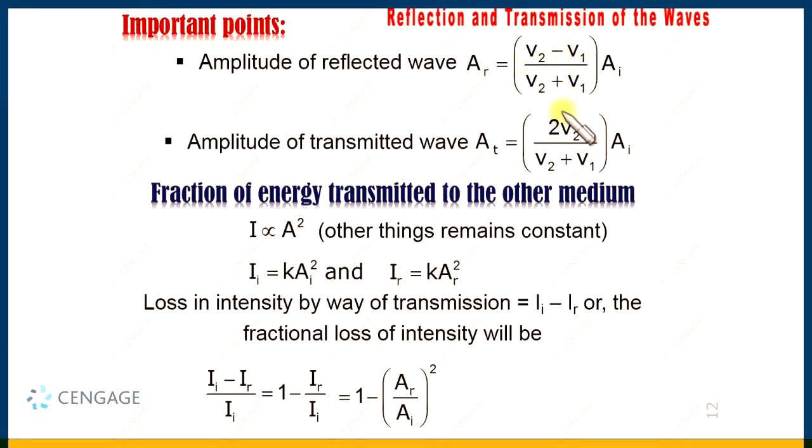Now we know these two values, we can substitute. We can write the value of AR from this equation, and finally we will get this type of equation. So this is the fraction of energy reflected, and this is the fraction of energy transmitted to the other medium.